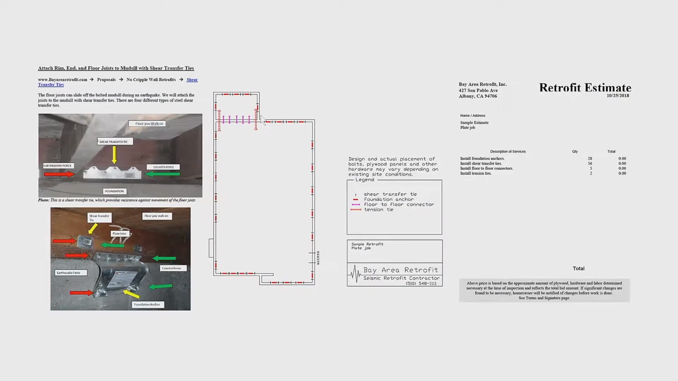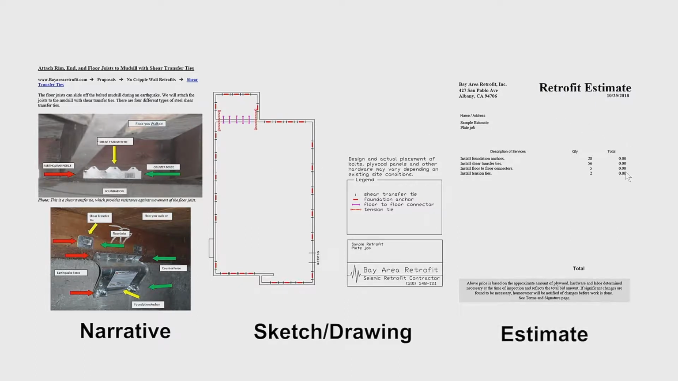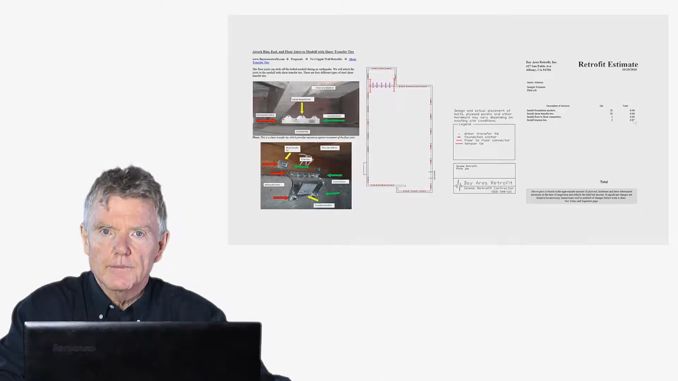Now your proposal will have three components. You'll have the narrative part, which is right here. Then you'll have a drawing, which looks like this. This is where the components go and what they are. And then of course there's the pricing. They're all important to understand to evaluate your proposal.